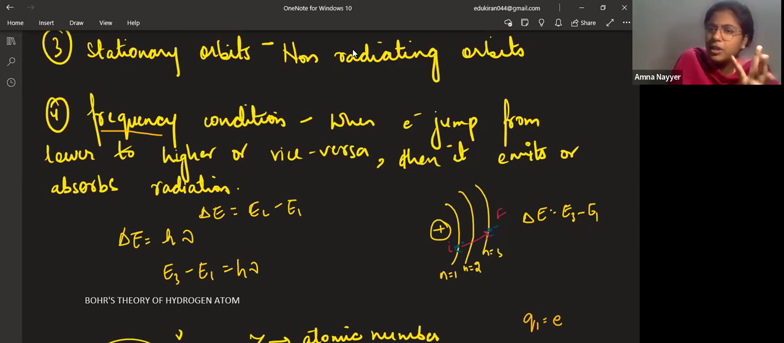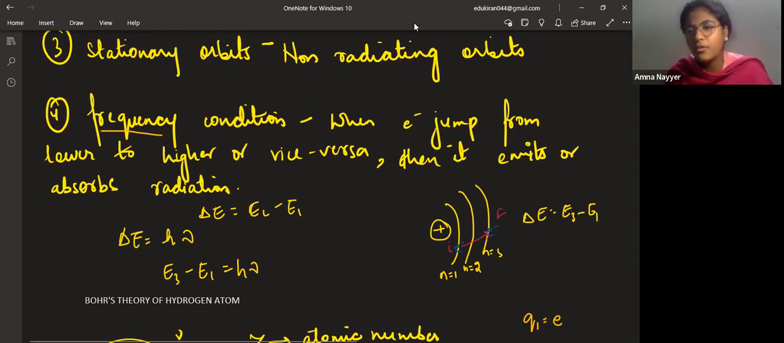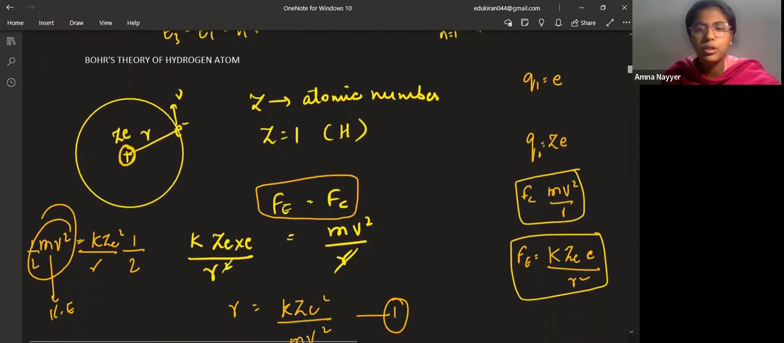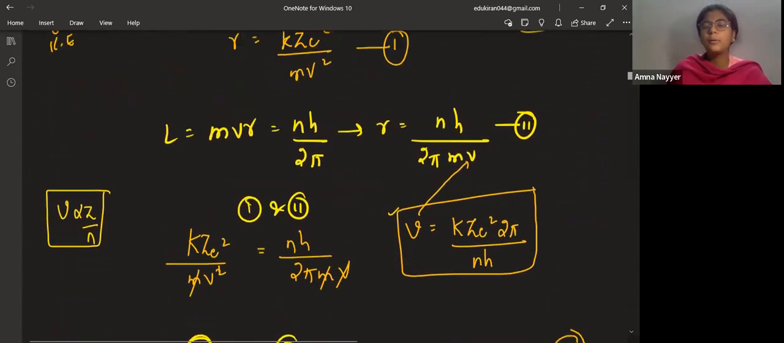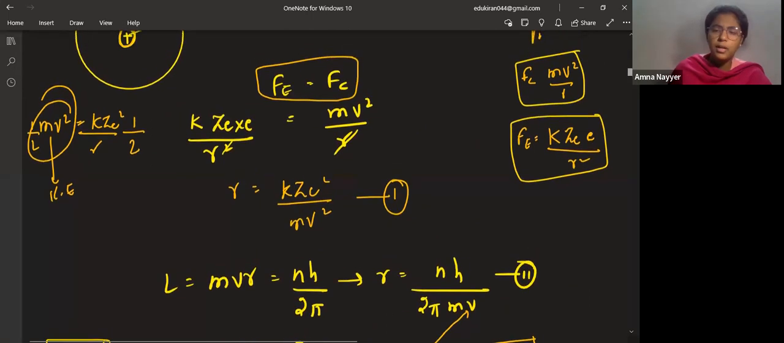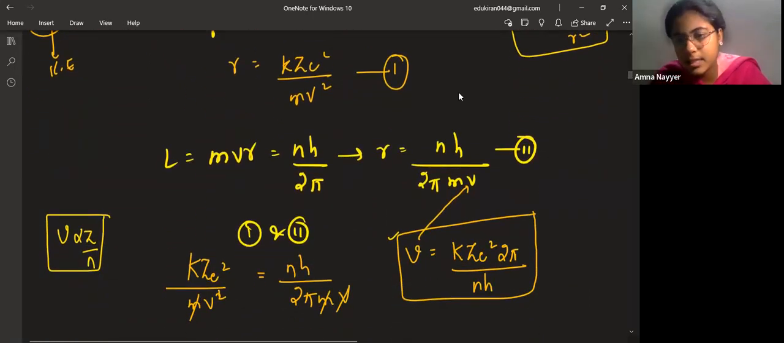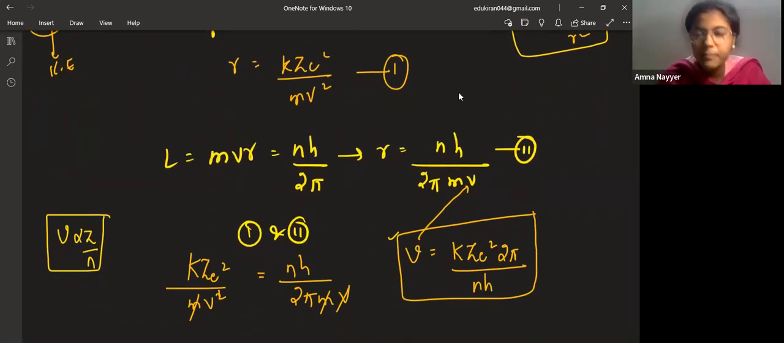These are the four major postulates which you have to remember. Now, Bohr's theory of hydrogen atom. Among this, you have to remember the formulas, just the formulas. So first formula is the formula for velocity.